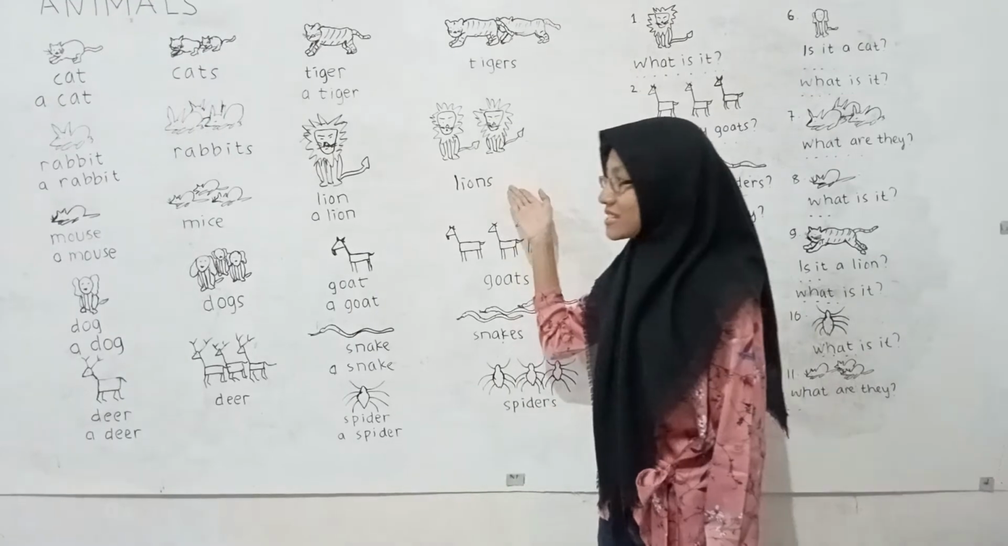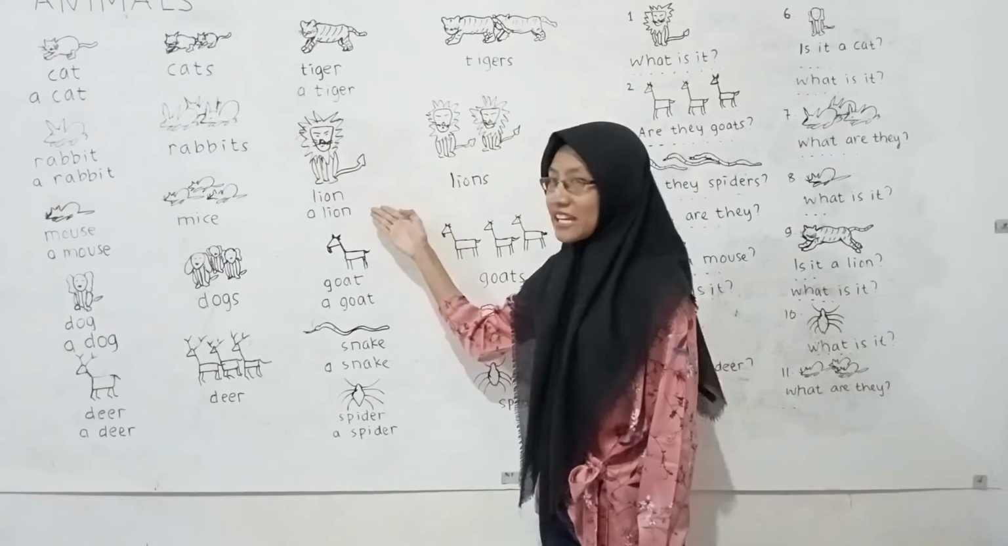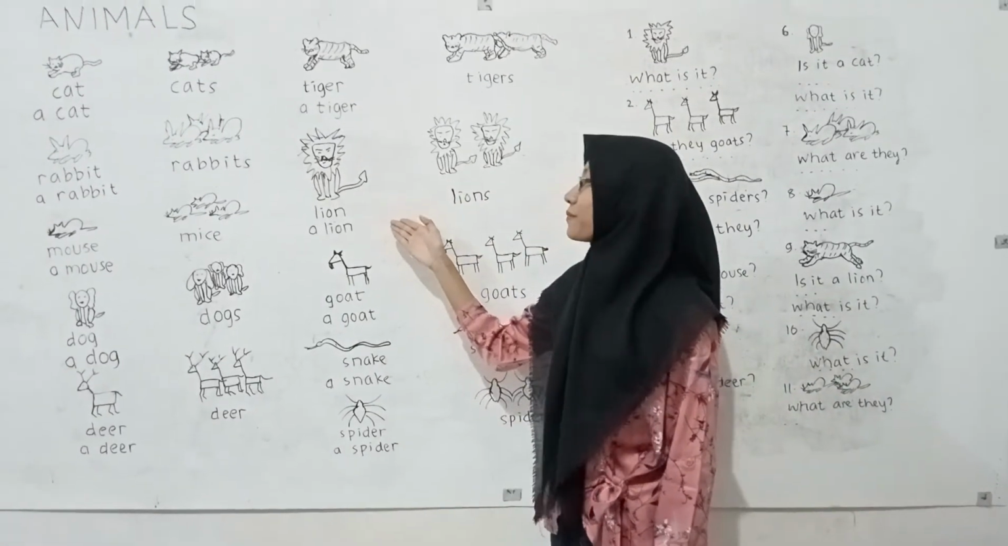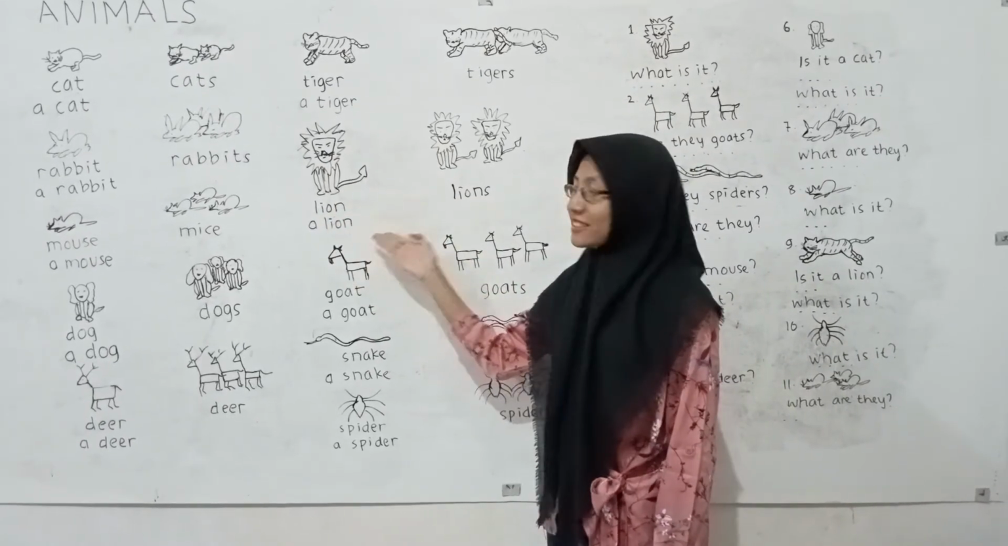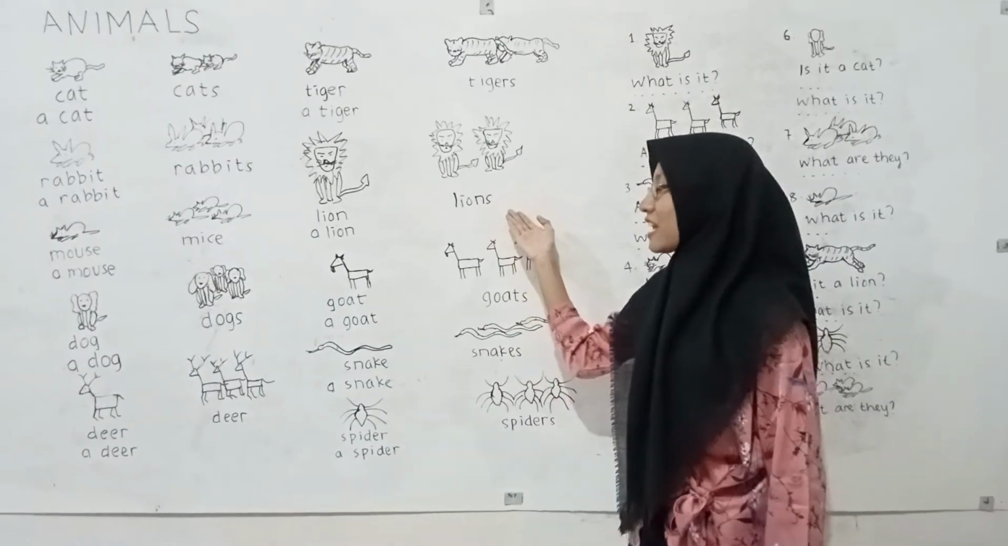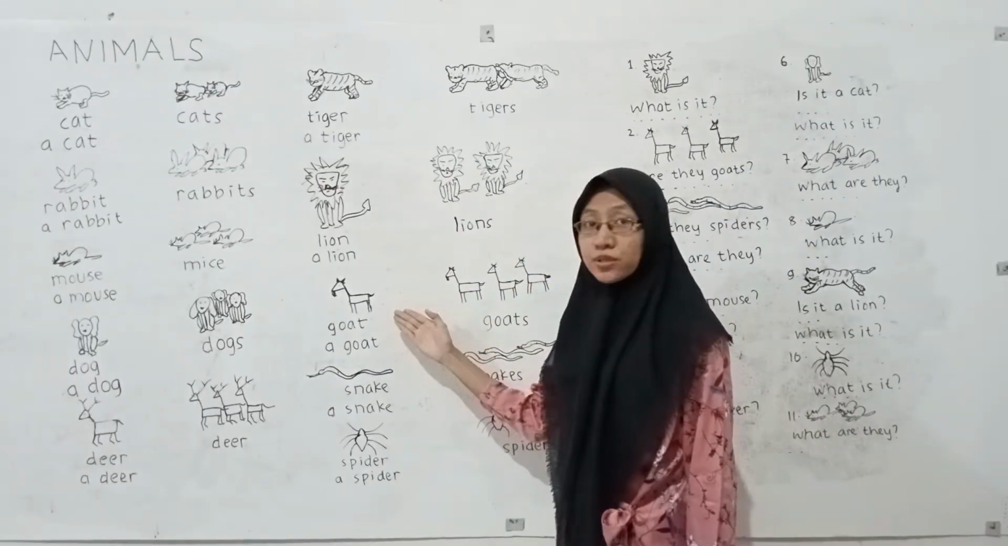Next, lion. A lion. Lions. What is a lion? Lion adalah singa. Kita ulangi. Lion. A lion. Lions.